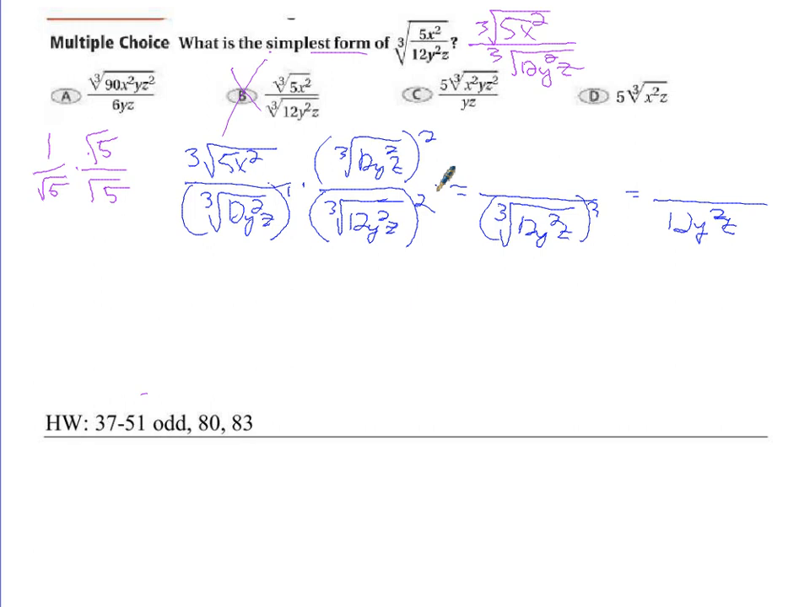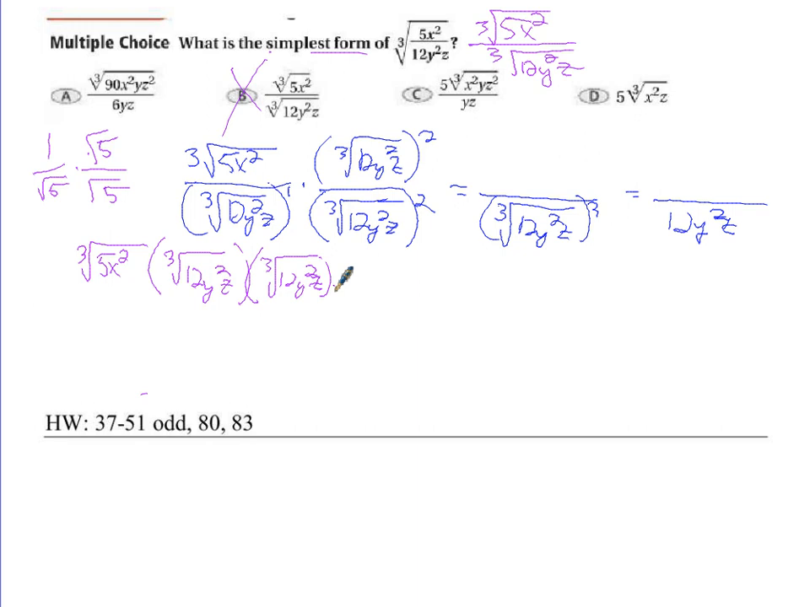This is where it gets tricky. Because of the fact that I'm writing it like this, I need to remember that what I actually have going on here in the numerator is this. So off to the side, I'm going to change colors so I don't get confused. What I have is the cube root of 5x squared times the cube root of 12y squared z, and I'm squaring that, so I have that times itself, the cube root of 12y squared z. Right? Something squared is itself times itself.